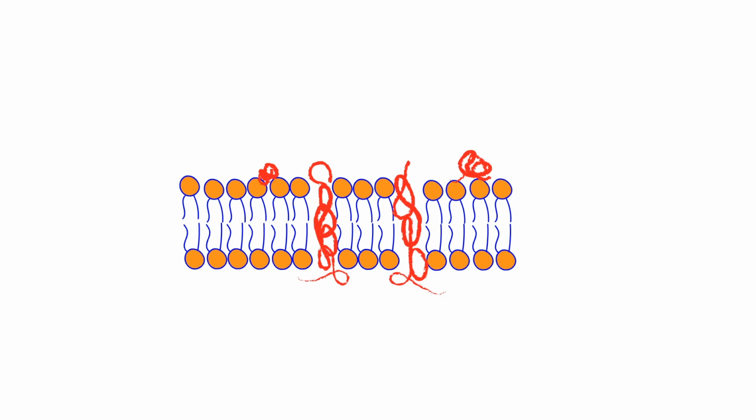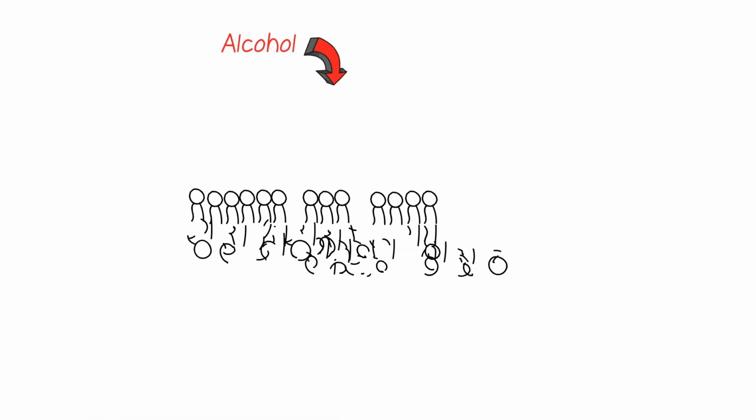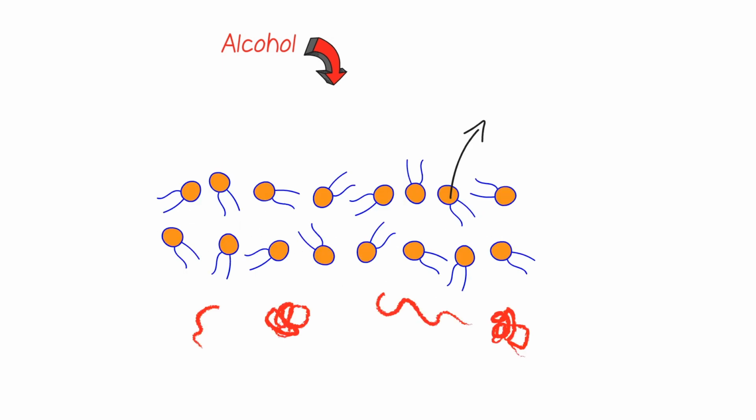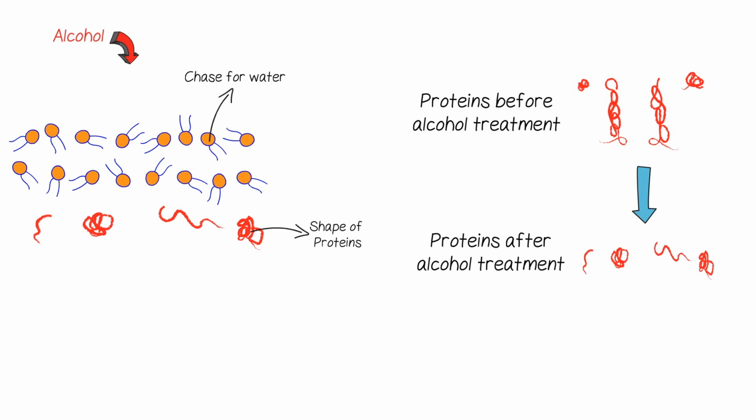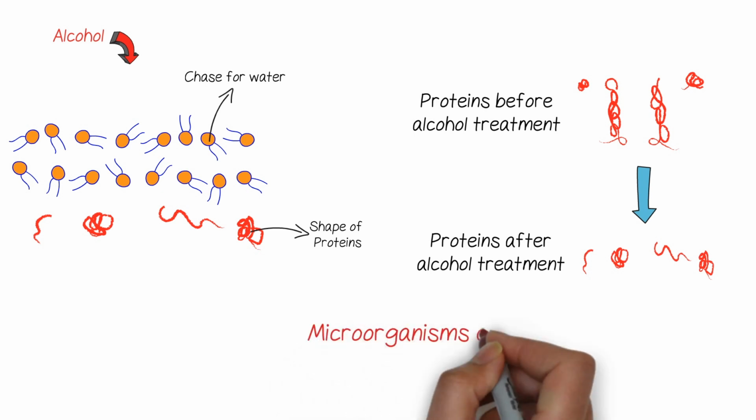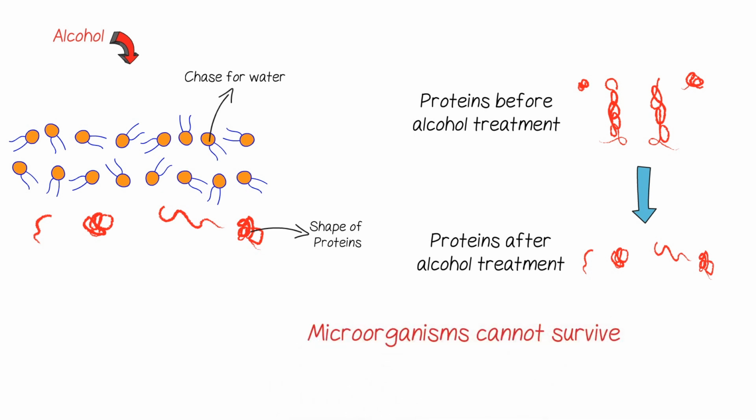When phospholipids come in contact with alcohol, the lipid molecules move out of place and break the arrangement, as the hydrophilic ends chase for water, and thus increase the membrane fluidity. This alcohol-stressed condition changes the shape of proteins that are present on the membrane. When the proteins are not in normal shape, they cannot perform their routine job. Therefore, the microorganisms cannot survive.